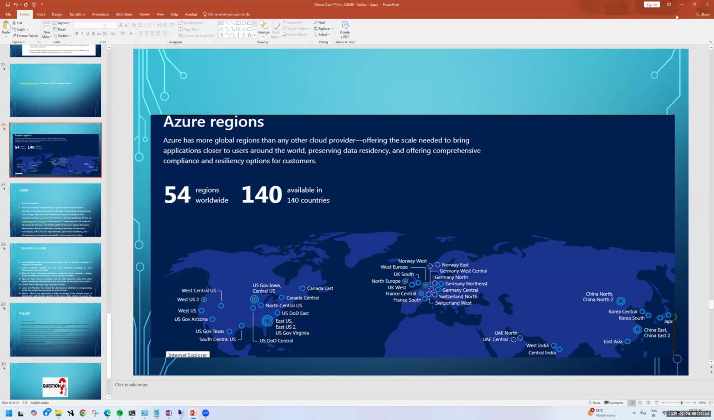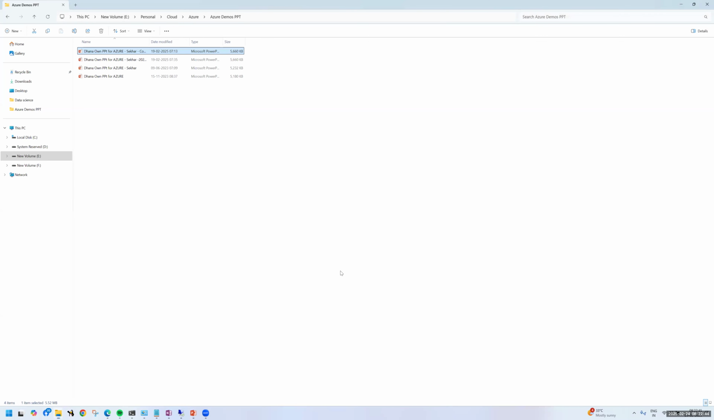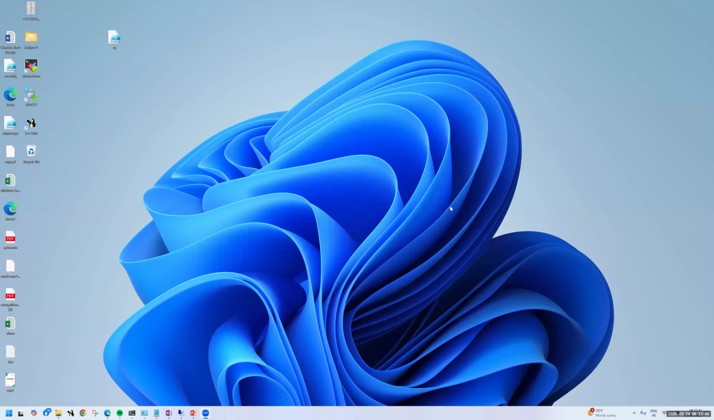Clear? So one is cost. Why? Because Windows Server, SQL Server, and Windows operating systems are Microsoft products, so they can sell them at a cheaper cost, with better performance and better service, guys. Okay, this is the overview of Microsoft Azure.